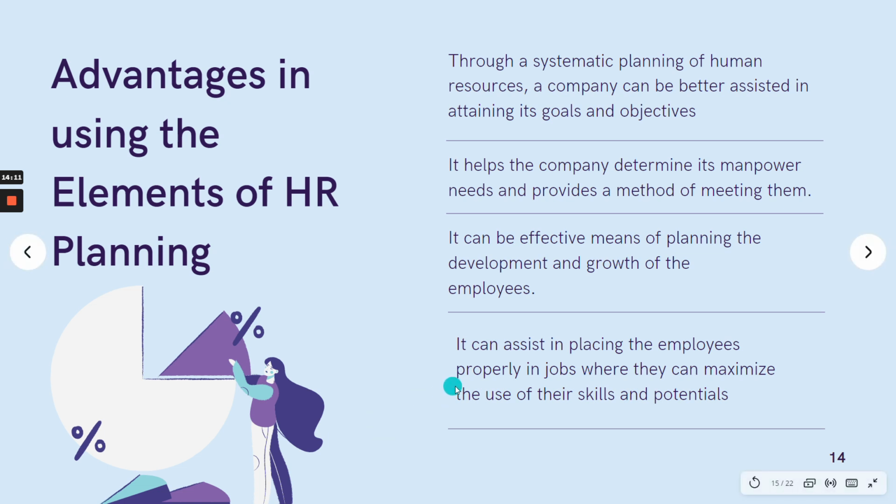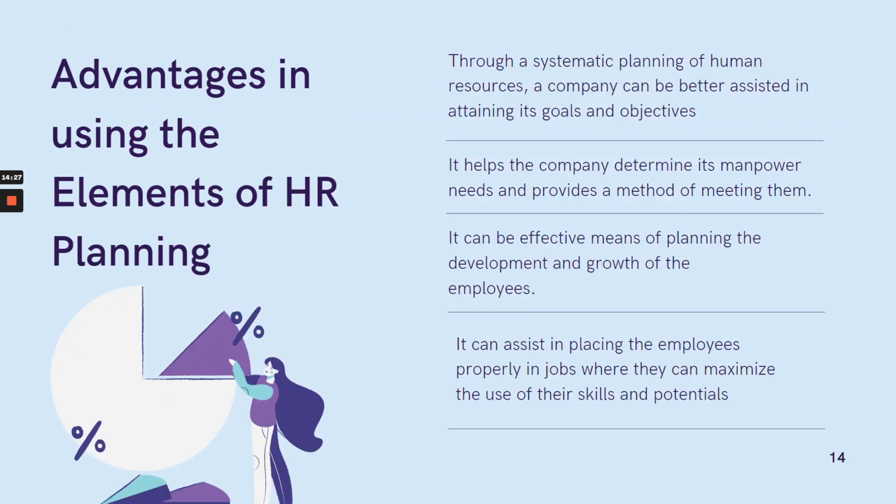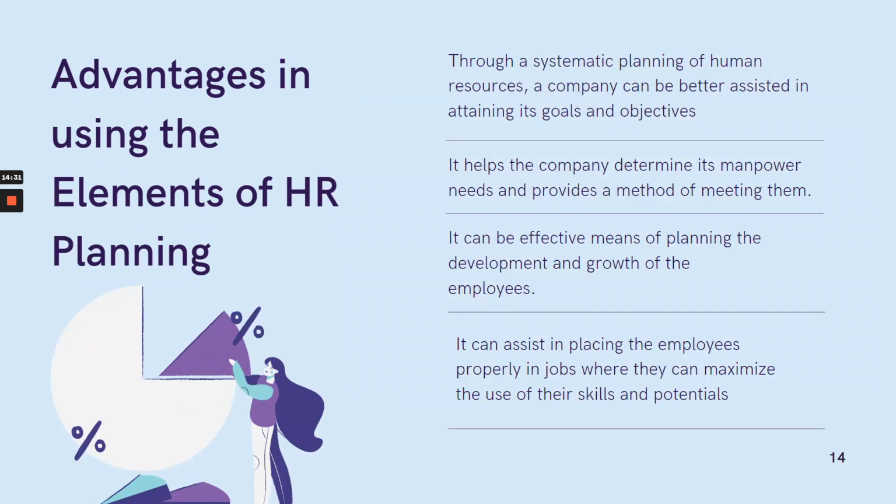Dili pwede nga mag-hire ka og someone nga layo ra kaayo. Okay? Mag-hire ka og manager pero ang iyang skill gyud is cashier, di ba? So lisod kaay na siya i-match. Then the fifth advantage is, oh, that was actually the last advantage. Sorry, so there are four.